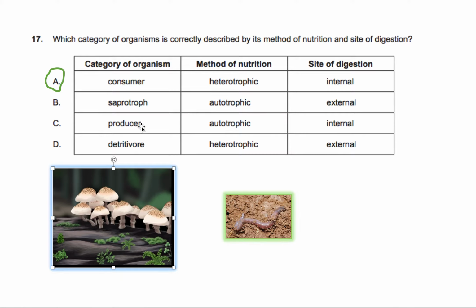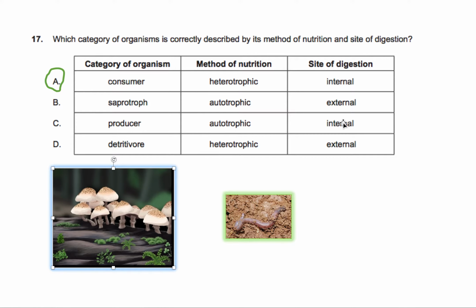How about C? A producer. So a producer is anything that makes its own food. So a plant. Are plants autotrophic? Yes, they make their own food. Autotrophic means self-feeding. They feed themselves. They make their own food. And site of digestion, internal. Well, they don't really digest, right? They would do external digestion because they absorb light from the outside and they use sunlight from the outside, right? But they don't really eat anything. So therefore, they don't even really do digestion. So therefore, this one would be incorrect because they don't do internal digestion. They do external digestion. They don't have a mouth. You can think of it, anything that doesn't really have a mouth will do external digestion because they can't consume it by eating it.